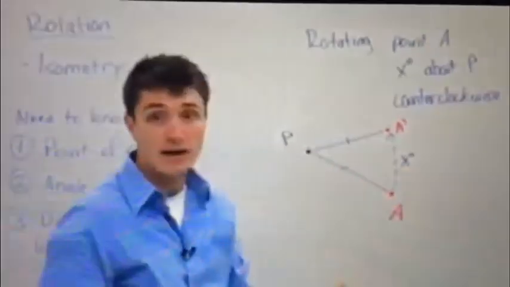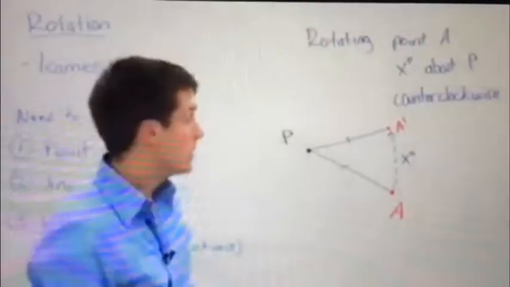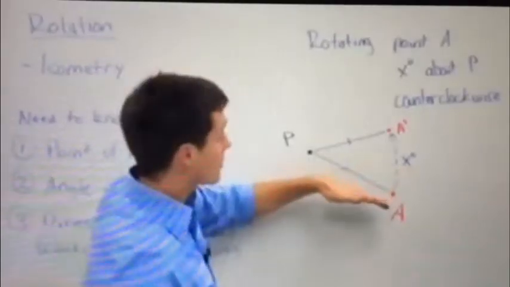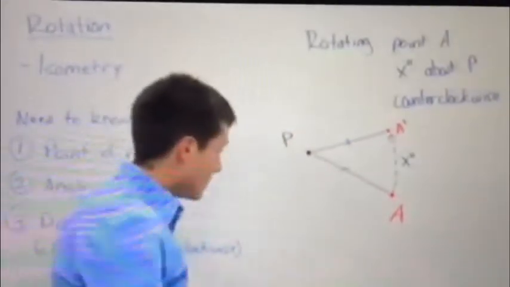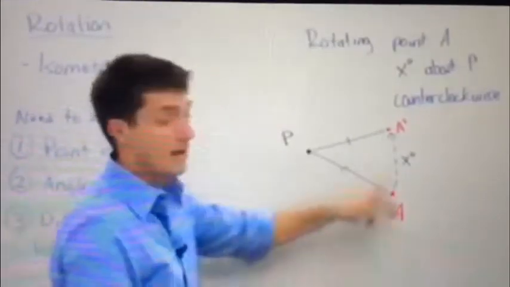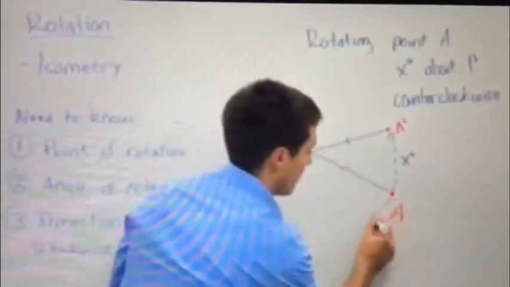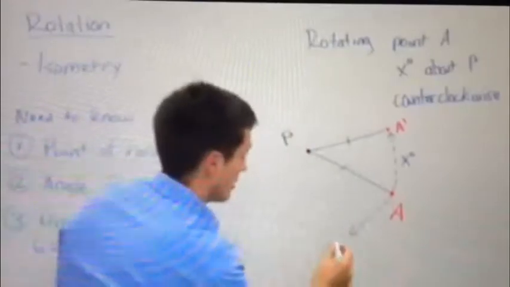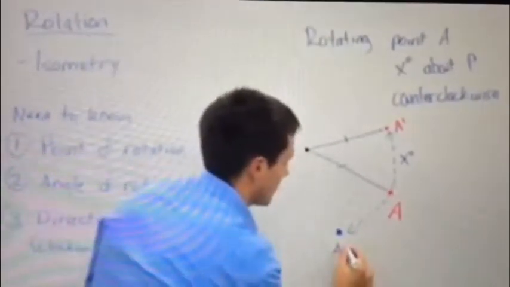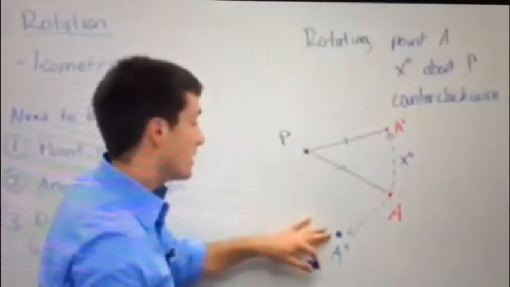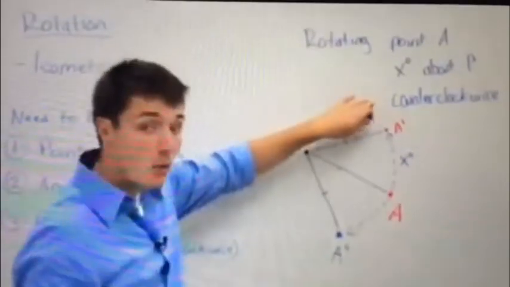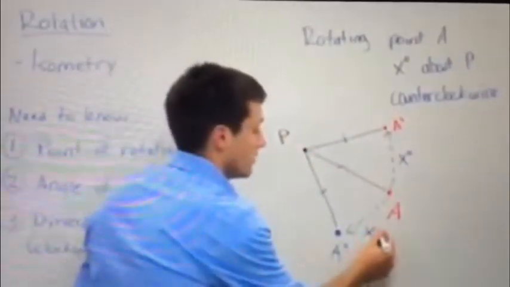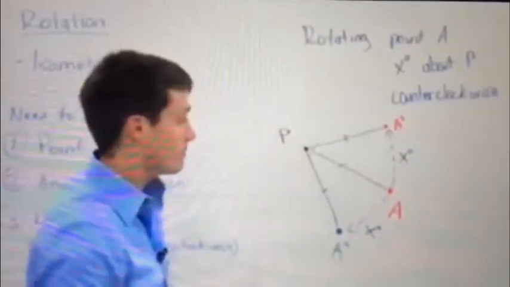So you're not going to have x, you're going to have a number like 30. So this would be about a 30-degree rotation, and last, the counterclockwise. If I had said clockwise, we would have rotated it not in this direction, but it would have been over here. So I guess I could call this a double prime. So a double prime would have been a clockwise rotation, x degrees about point P.